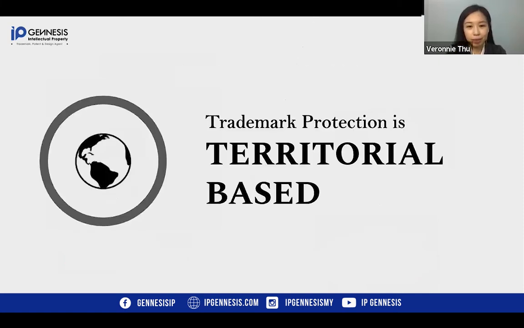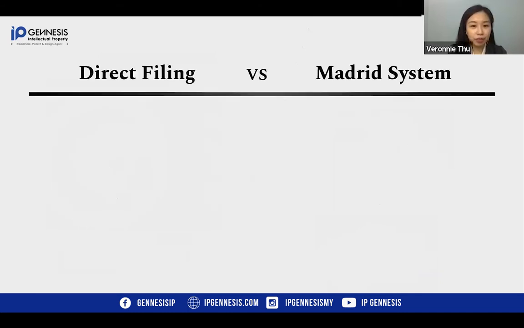Now, it is important to know that trademark protection is territorial based. This means that if you register your trademark in Malaysia, then it will only be protected in Malaysia. So if you want your trademark to be protected in other foreign countries, there are actually two ways to do so. The first one is the direct filing, and the second one is the Madrid system.